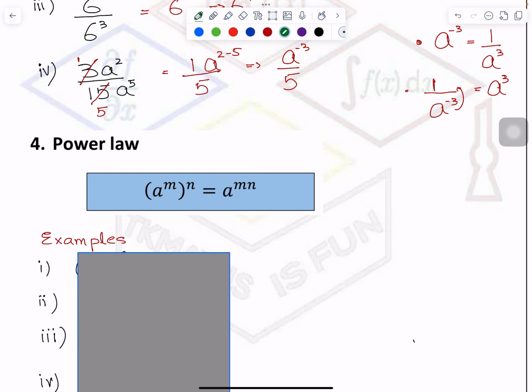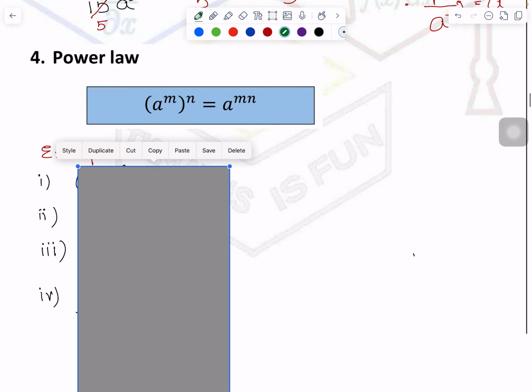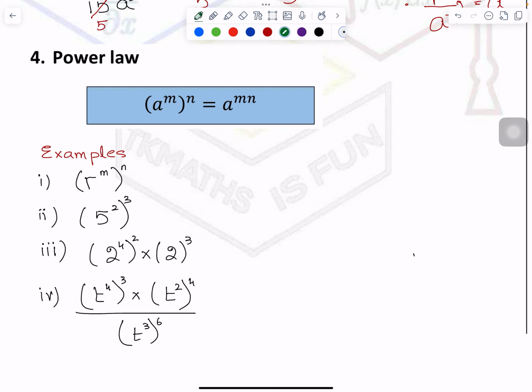Now what is power law? You have an index number and it has another power, so the powers multiply with each other. Let's see examples here. So r power m power n: these powers will multiply, r power m times n. When it is algebra, we write them together, you know that. But when it is numbers, like in this case, 3 times 2 is 6, you will write like this.